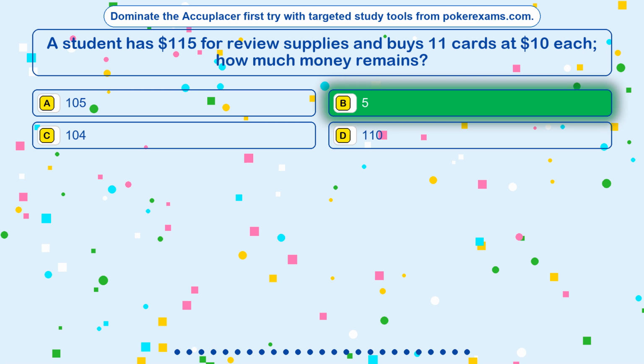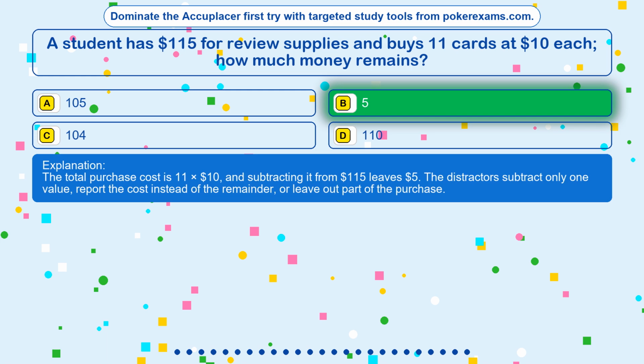The correct answer is option B, 5. The total purchase cost is 11 times $10, and subtracting it from $115 leaves $5. The distractors subtract only one value, report the cost instead of the remainder, or leave out part of the purchase.